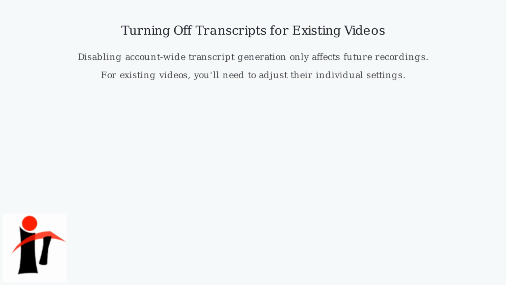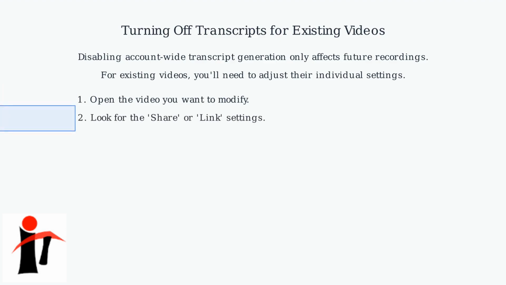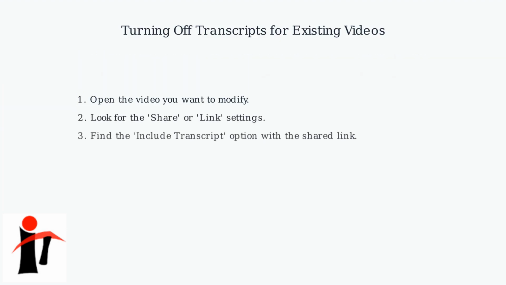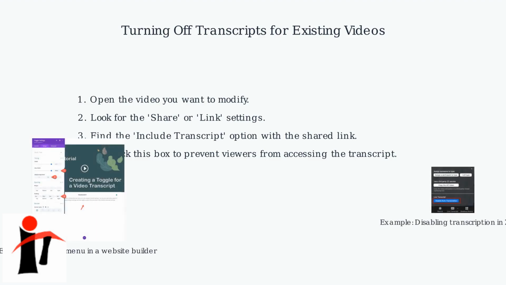Disabling account-wide transcript generation only affects future recordings. For existing videos, you'll need to adjust their individual settings. Open the video you want to modify. Look for the Share or Link settings. You should find an option to include transcript with the shared link. Uncheck this box to prevent viewers from accessing the transcript.